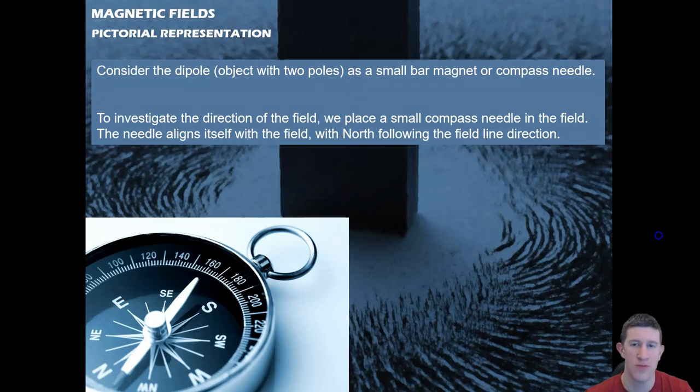A dipole is an object with just two poles. So a simple bar magnet or a compass needle are examples of dipoles. It has a north and a south. If we want to investigate the direction of the field, we would place a small compass needle within that field. The needle will align itself to the field, with north following the field line direction.